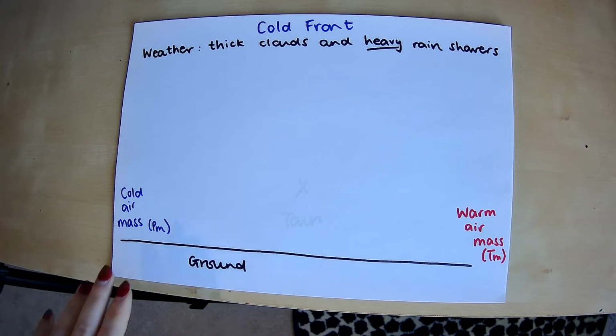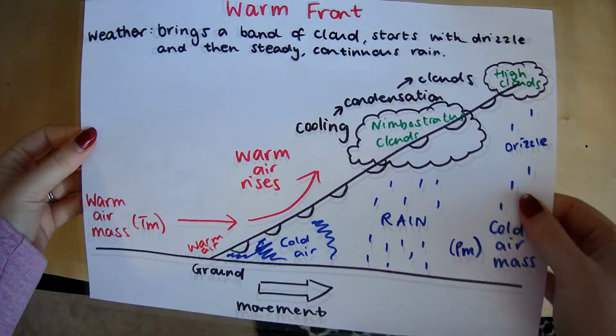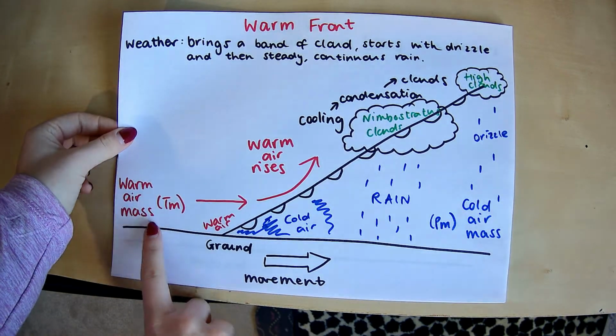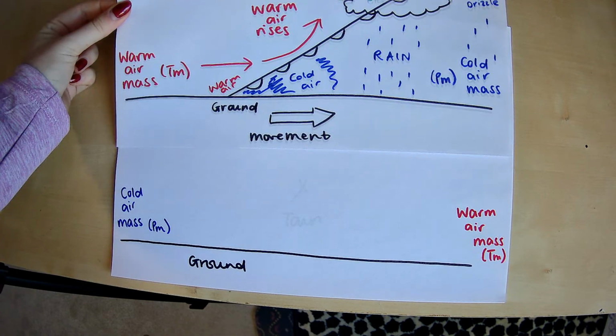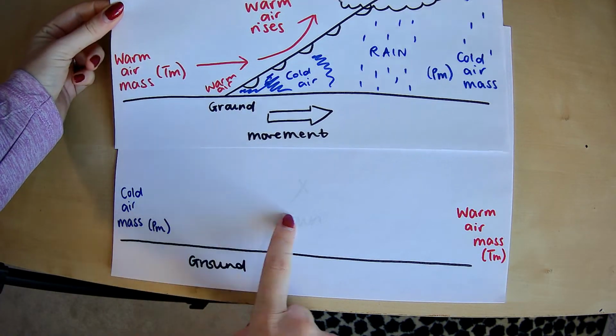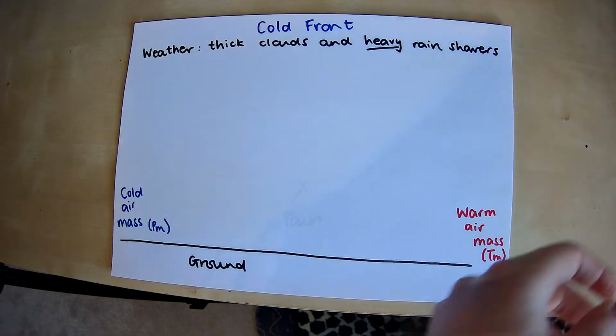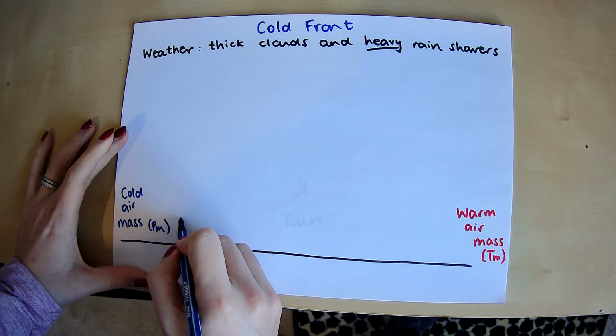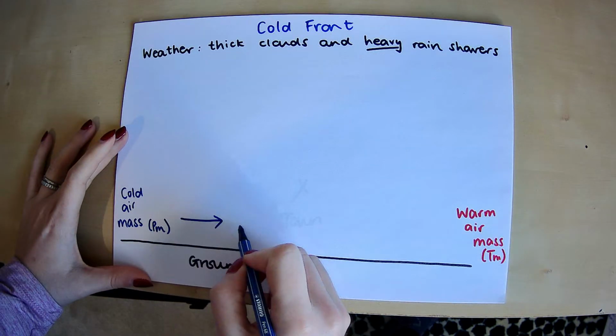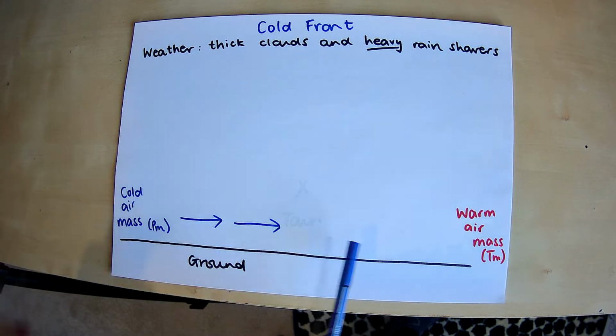This time we're going to start with our cold air mass on the left, and it's our cold air mass that catches up with our warm air mass. Before, with the warm front, we had the warm air mass coming towards the cold air mass. This time it's the other way around. We've got our cold air mass coming towards our warm air mass, running into this warm air. And just like last time, these air masses cannot mix.